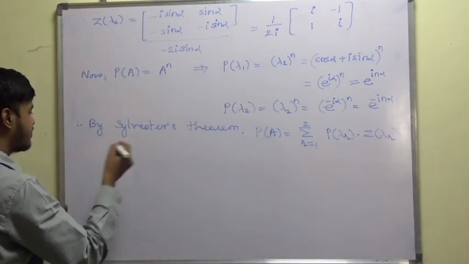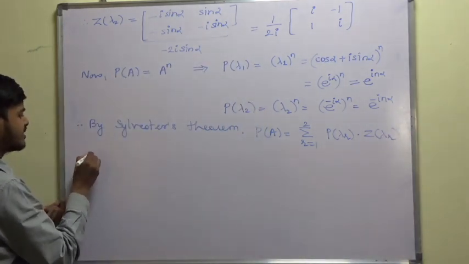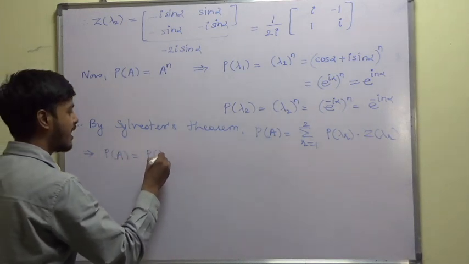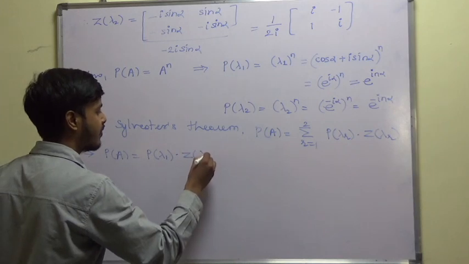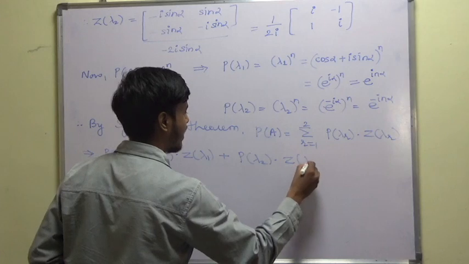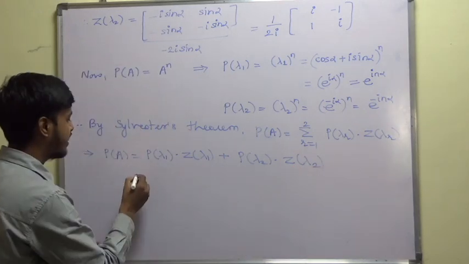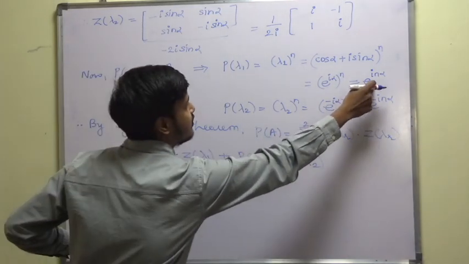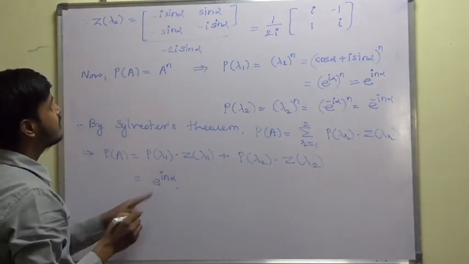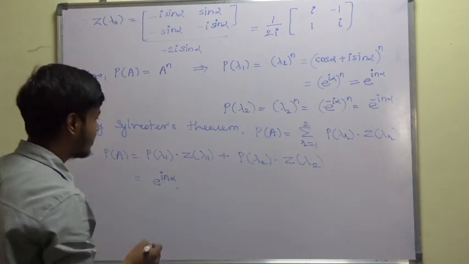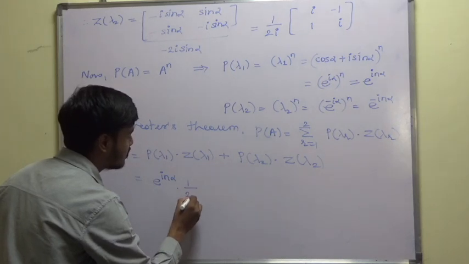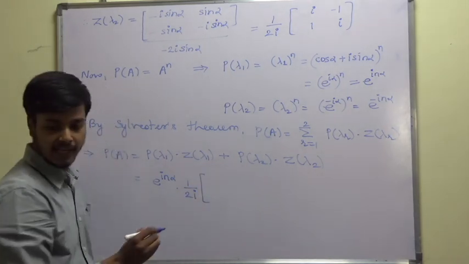Okay. So what is P of A? For the time being, just write it as P of A is equal to P of lambda 1 into Z of lambda 1 plus P of lambda 2 into Z of lambda 2. Okay. So what is P of lambda 1? We have found out P of lambda 1 is e to the power i n alpha. Z of lambda 1 we have found out. Do you remember? Z of lambda 1, 1 upon 2i, and in the matrix what we had?